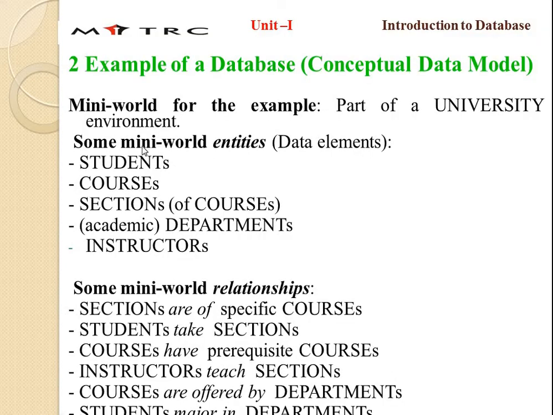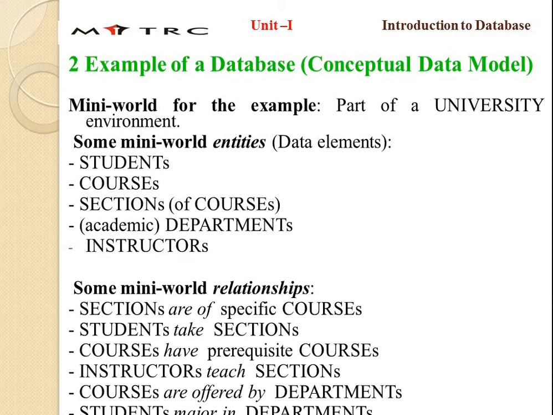Now let us see the example of the database system, which is also called a conceptual data model, which we will see in the coming lectures. But at this moment, if we take the example of a database, we have the example of a university. That means the university is itself part of an environment called the mini world. Why is it a mini world? Since the university represents each and everything.